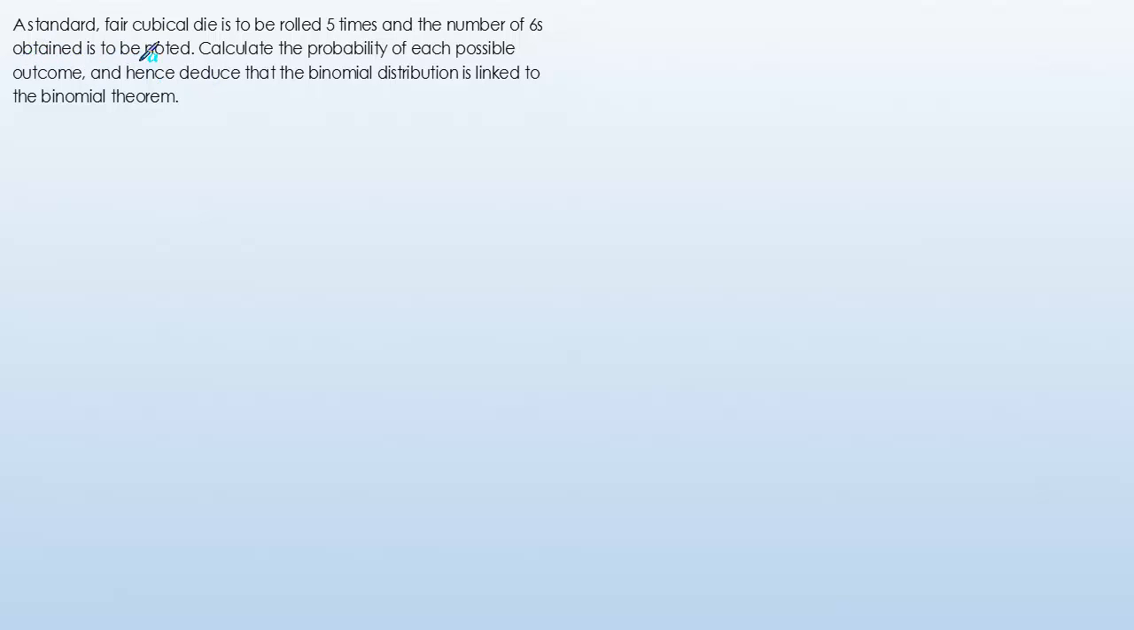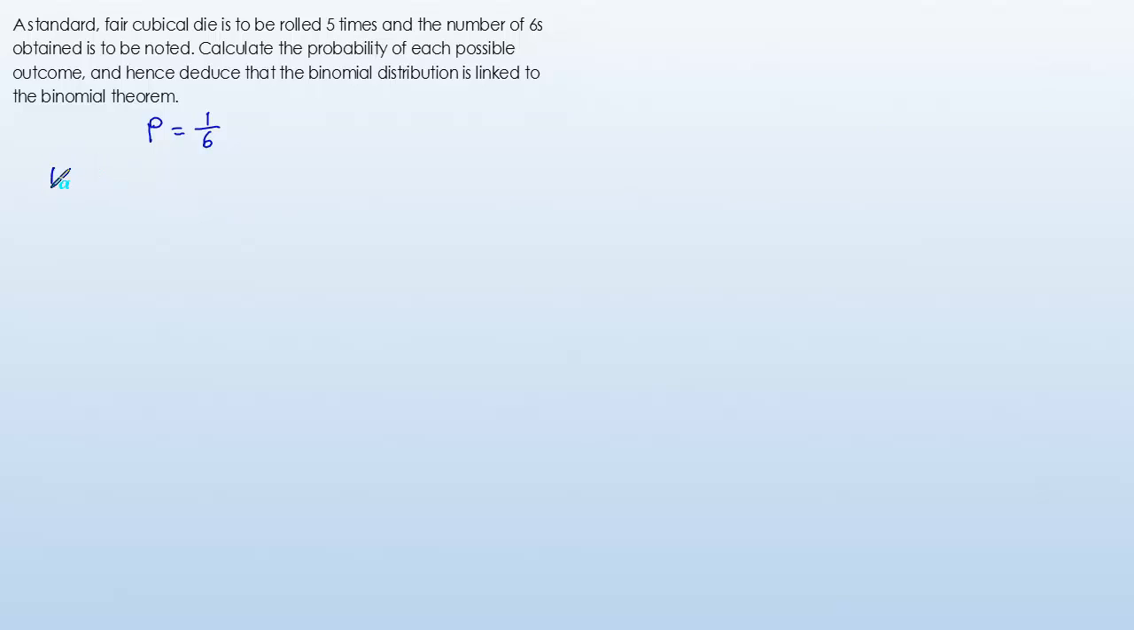A standard fair cubical die is to be rolled 5 times, and the number of 6s obtained is to be noted. Calculate the probability of each possible outcome, and hence deduce that the binomial distribution is linked to the binomial theorem. So we have the probability of success, which we call P, is 1/6 here.